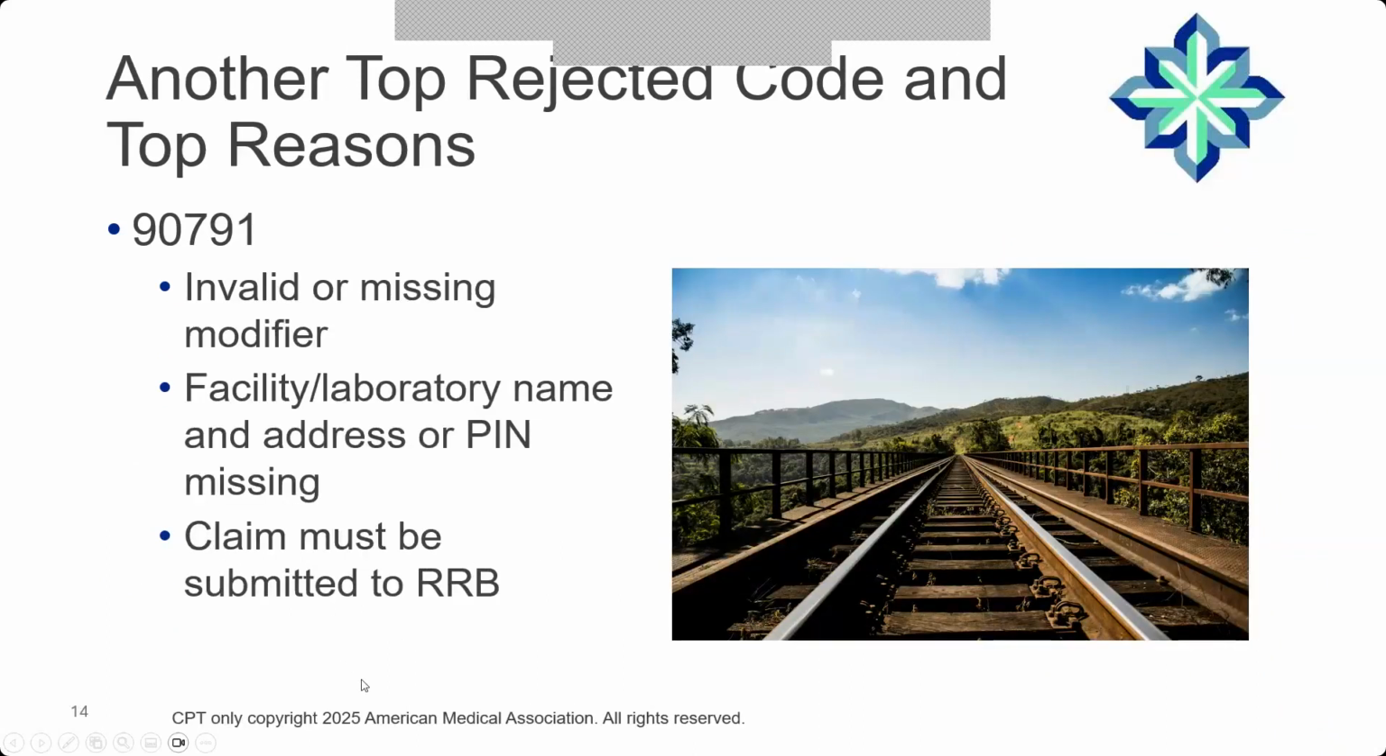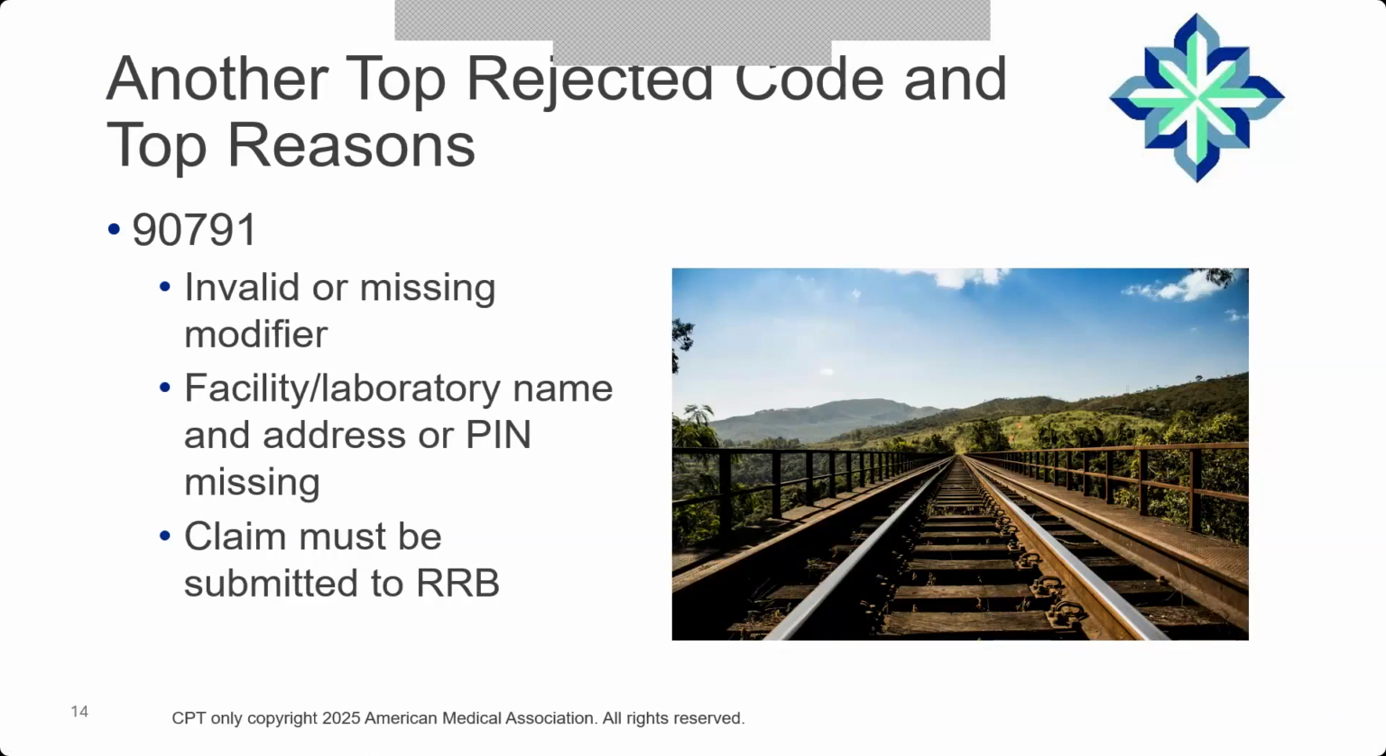And 90791. Remember, these are rejections, not denials. Invalid or missing modifier was the top reason. Facility, lab name, and address or PIN missing. Let's take a look at the third sub-bullet there.